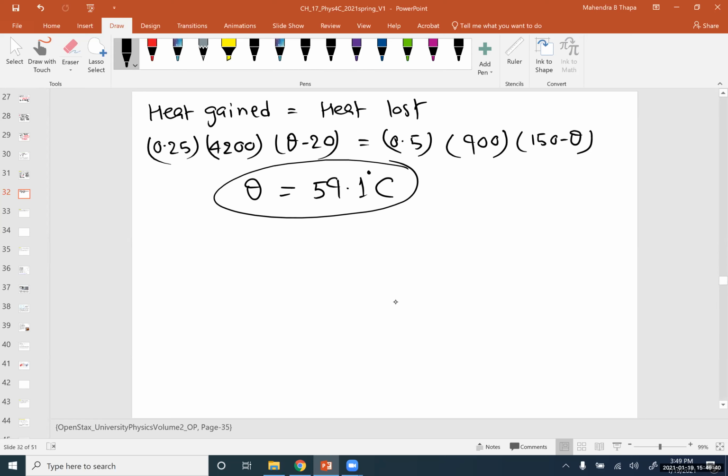This principle, heat gained equals heat lost, is also called the principle of calorimetry. We also call it that.